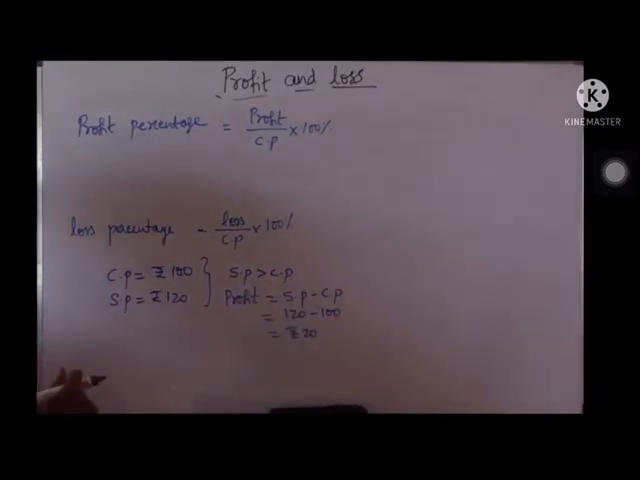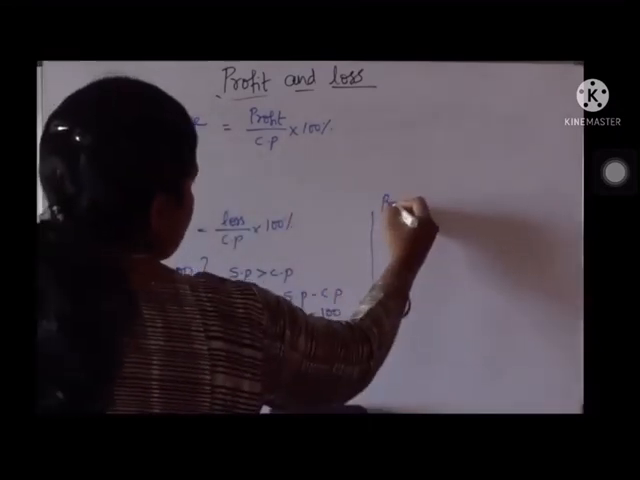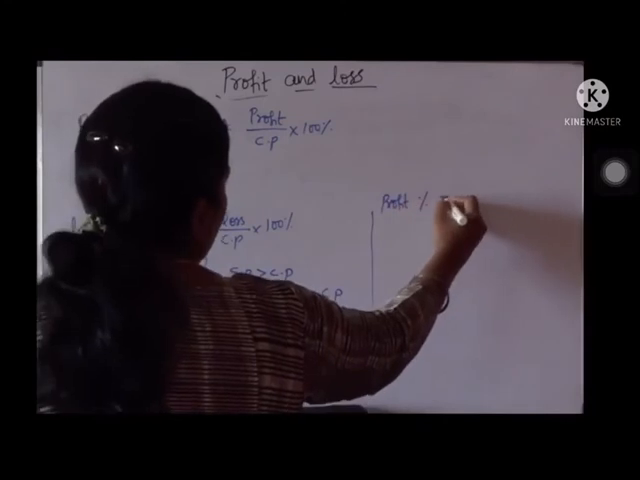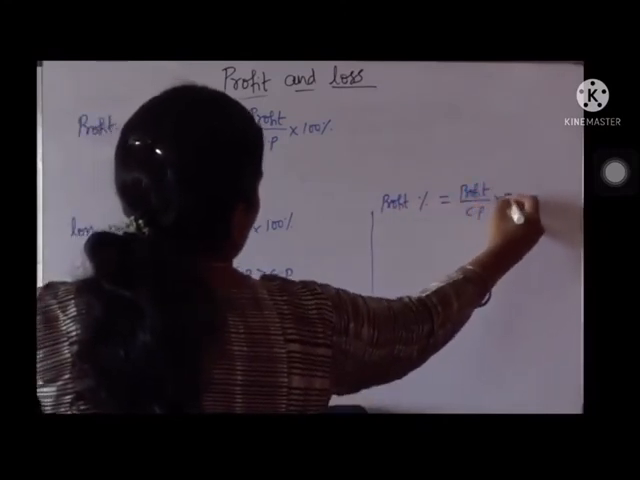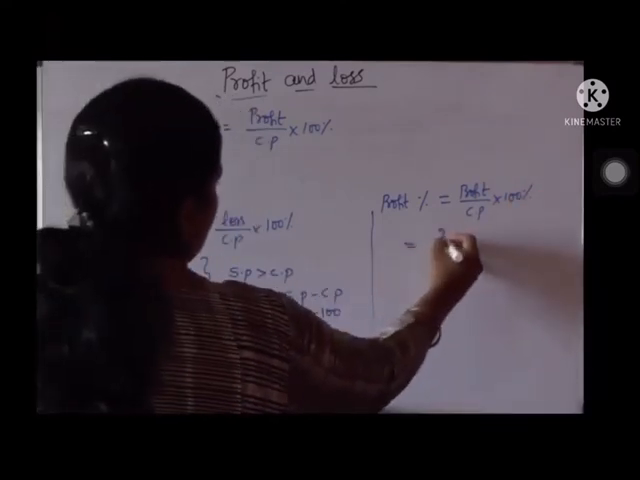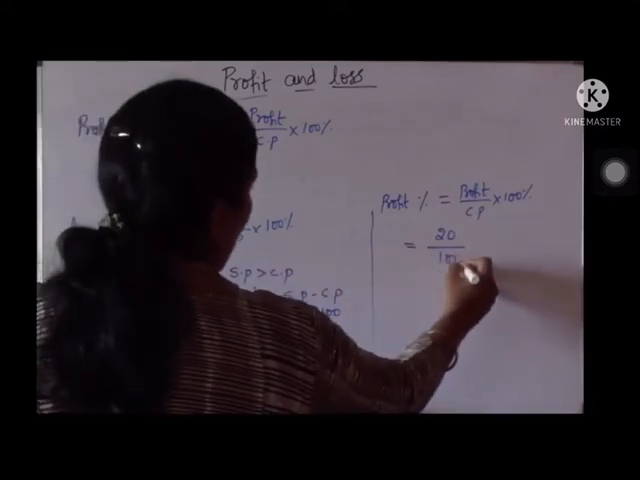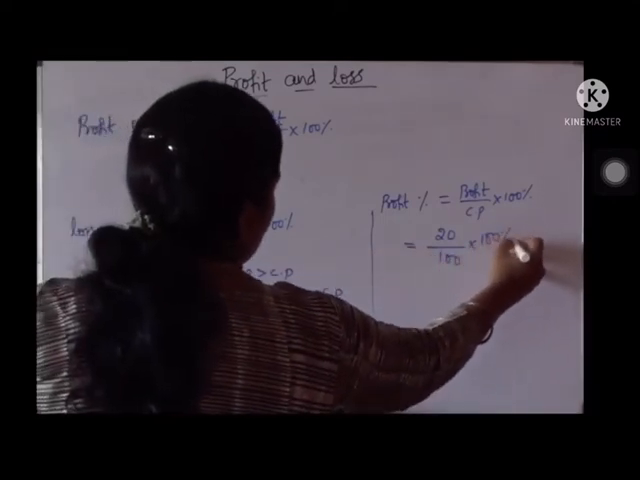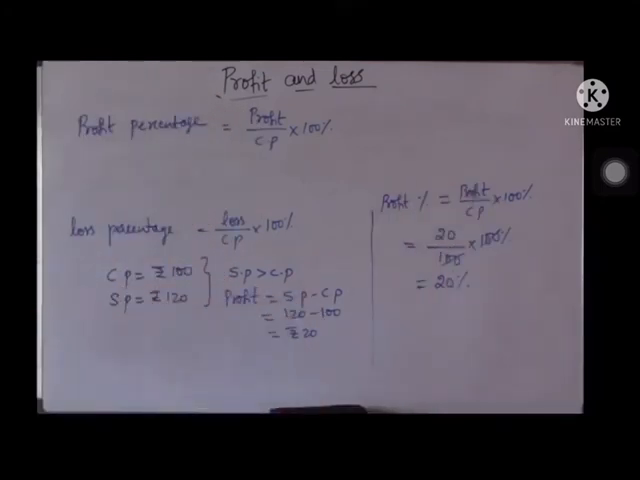Suppose I ask how much profit percentage did you get? What is the profit percentage formula here? Profit percentage is nothing but profit by CP into 100%. So what is the profit here? 20. 20 by, what is the CP here? 100. 100 into 100%. So 100 gets cancelled. So finally you will get a profit percentage of 20%.